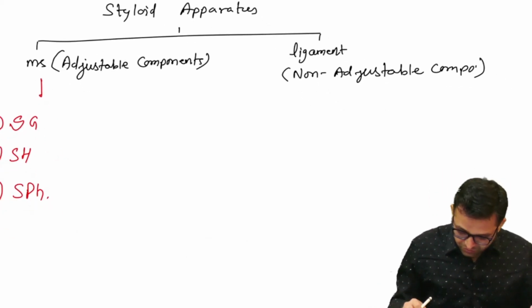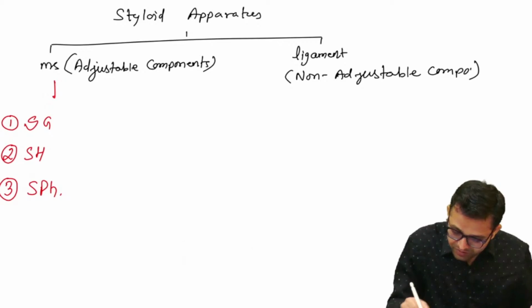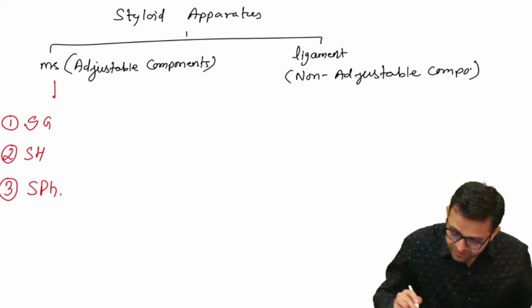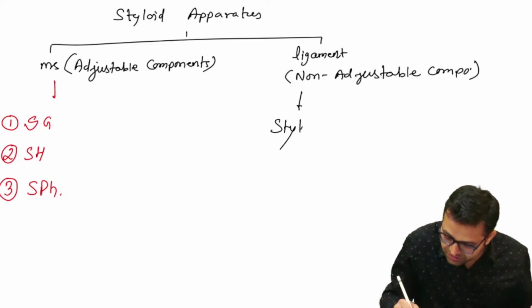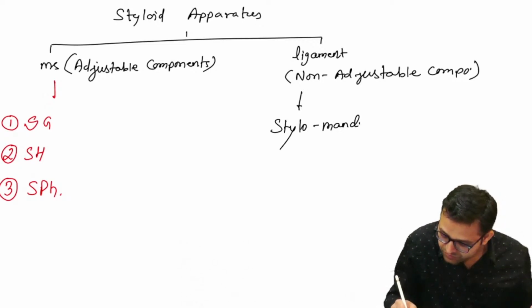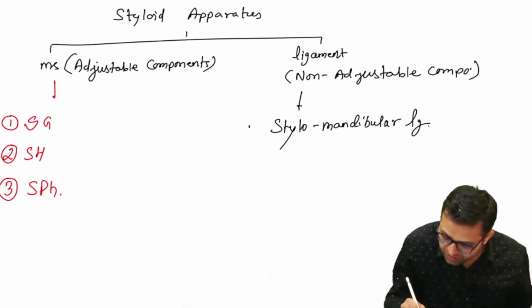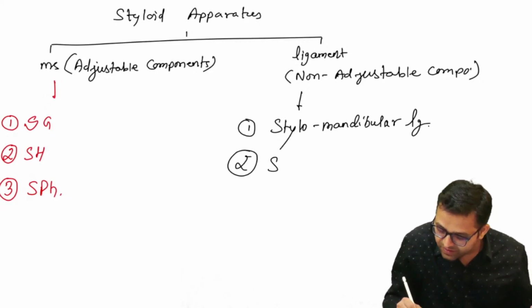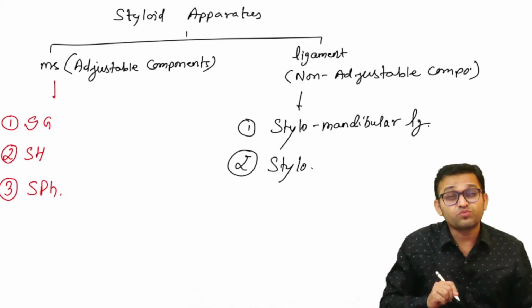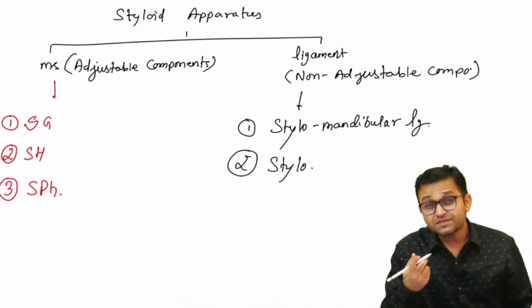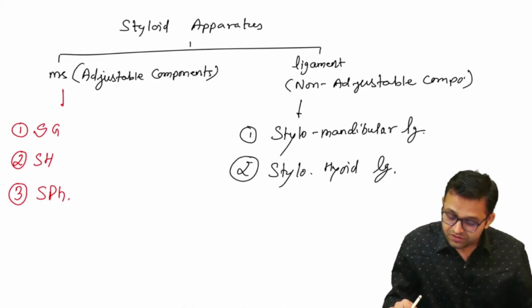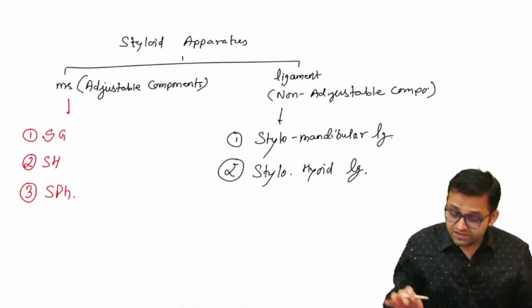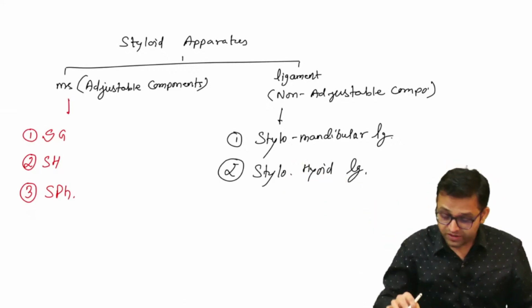Also one very interesting thing: which are the ligaments? Stylomandibular ligament as well as styloid process to the hyoid bone, so stylohyoid ligament. Now you can see all of these are taking origin from one point.